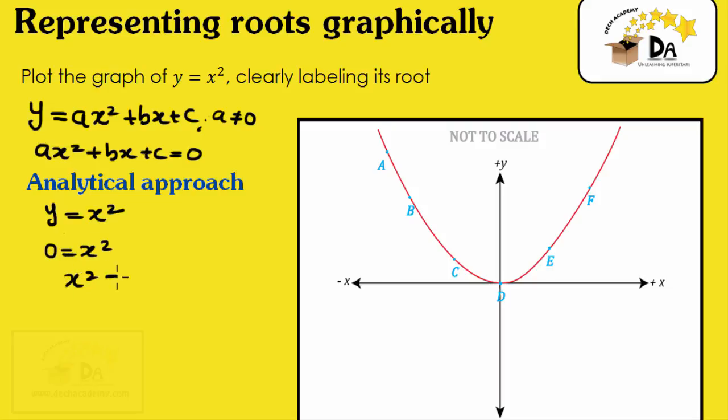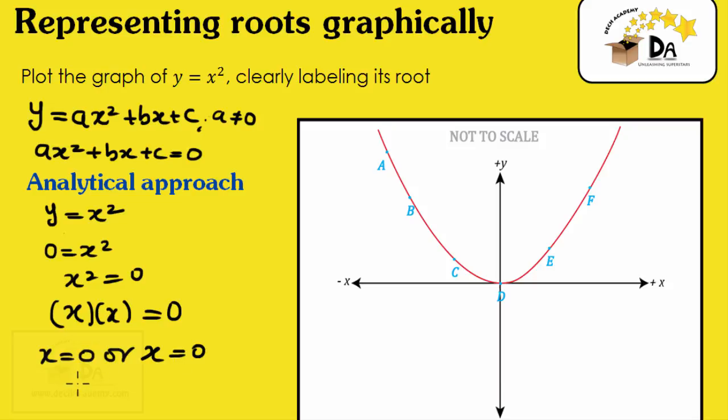X squared equals 0. Now, I'm not even going to bother using the method of inspection or completing the square or quadratic formula here, because x squared equals 0 is the same thing as x times x equals 0. And remember, when you have the product of two variables equaling 0, the solution is the case where either of the variables is equal to 0. So x is 0 or x is equal to 0. So in this equation, the roots are x equals 0 and x equals 0.